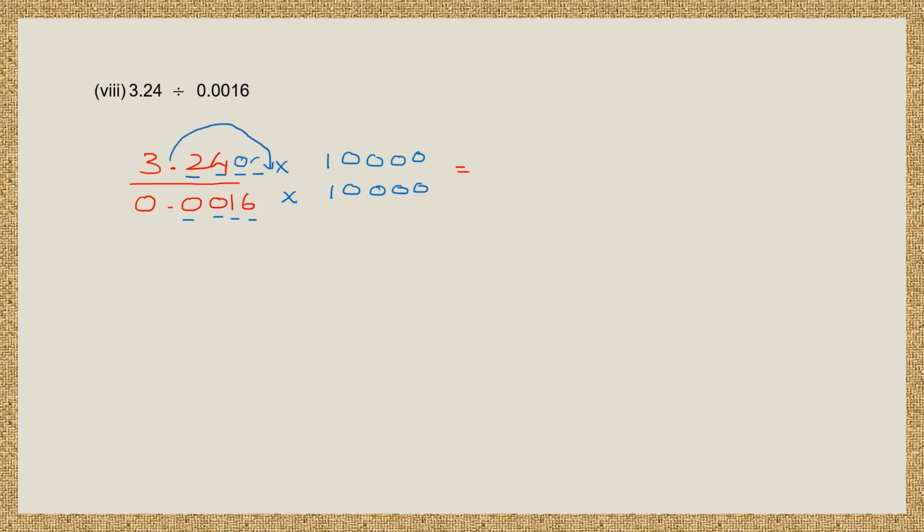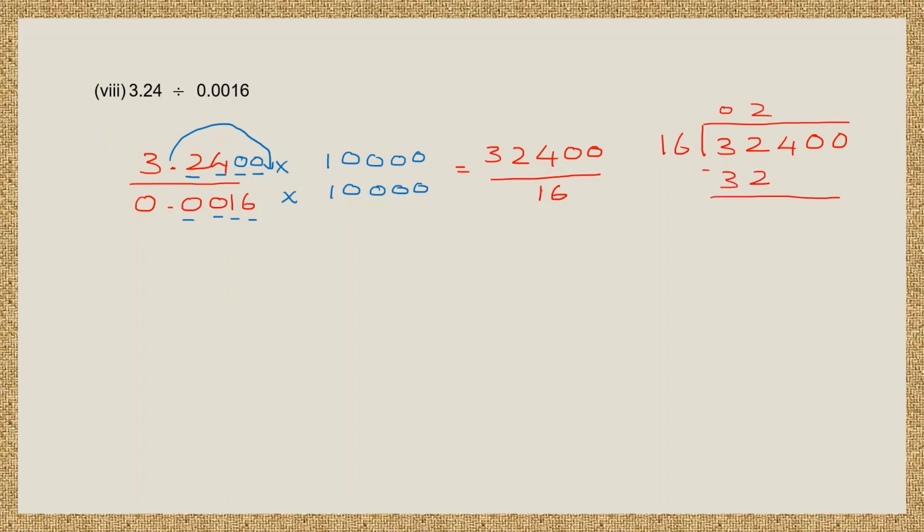So I have to put in 2 more zeros. So what is my question now? Let me put it down: 32,400. Now in the denominator, my point moves 4 places to the right and it becomes 16. So I'm going to divide 32,400 by 16. 16 twos are 32, minus. I bring down 4. 4 is smaller than 16. So I'm going to put a 0 and I'm going to bring the next number down.